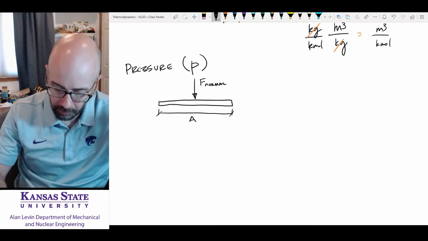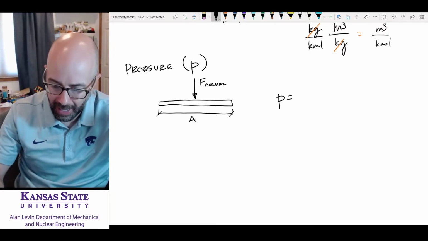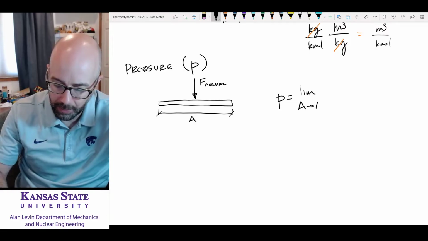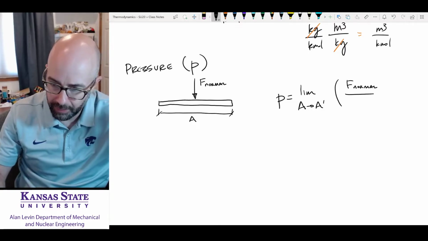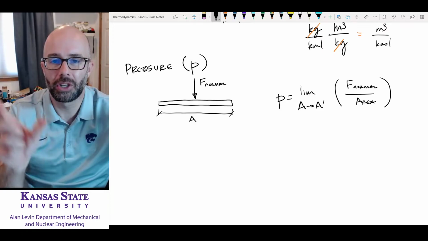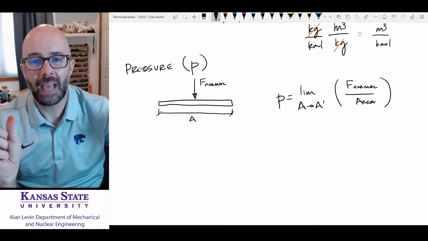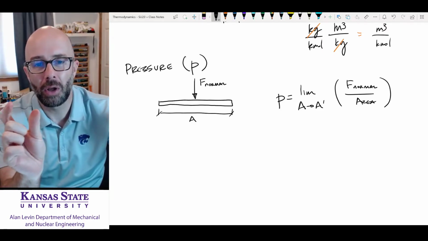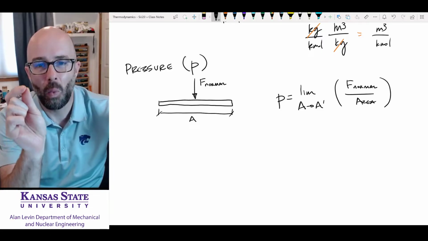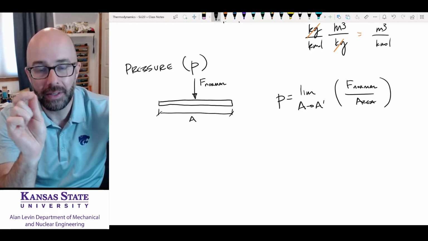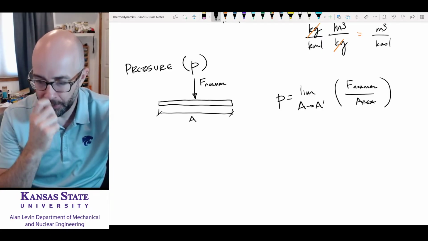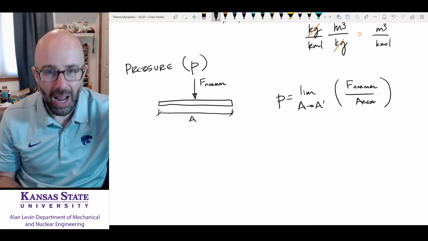And pressure is going to be defined as the limit as my area goes to a very small area of the normal force divided by the area. So just like we looked at the densities, we're looking at smaller, smaller, smaller. The same thing's happening here with the area. We're going to a smaller, smaller, smaller until we can find out what that thing is at a point, okay?